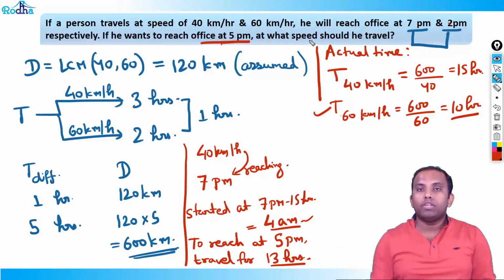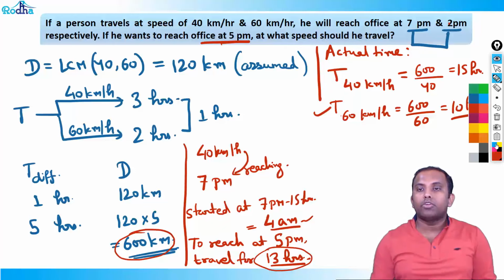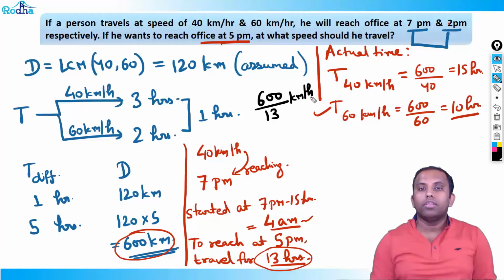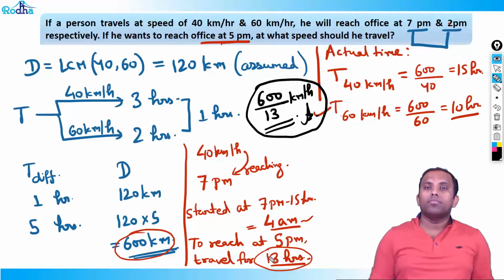So at what speed should he travel? Distance is how much? 600 kilometer. His time is 13 hours. So he should travel at 600 by 13 kilometer per hour. This is the answer for this question. 600 by 13 kilometer per hour. Correct.